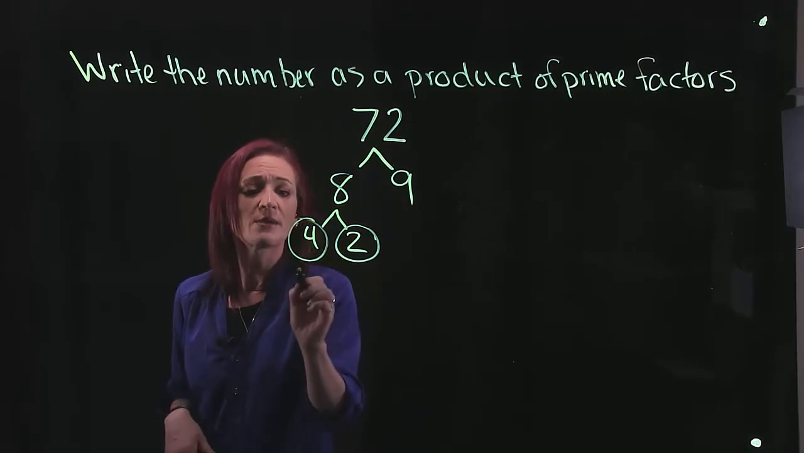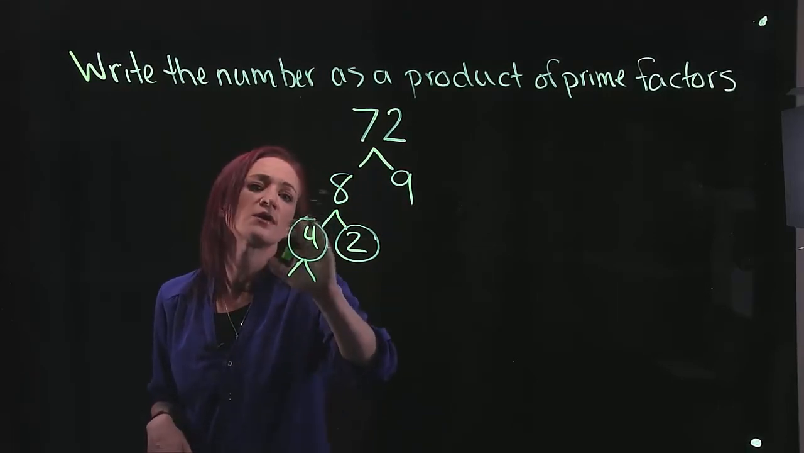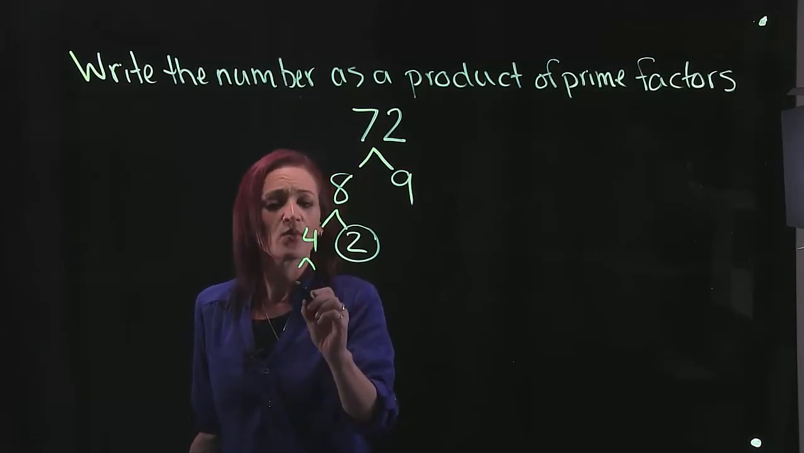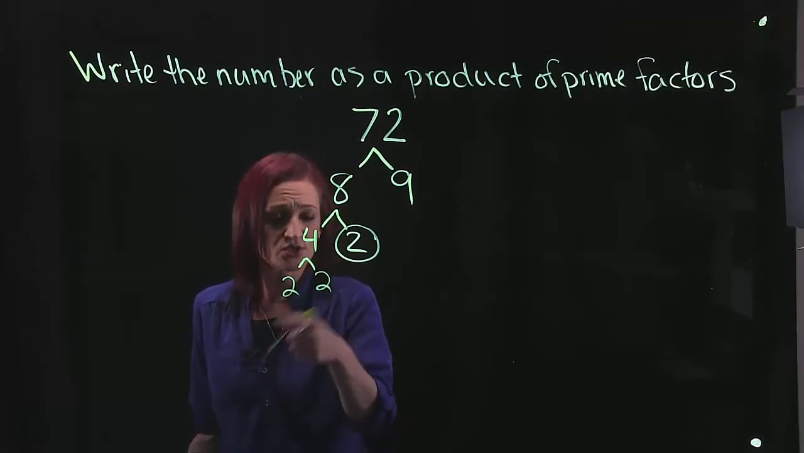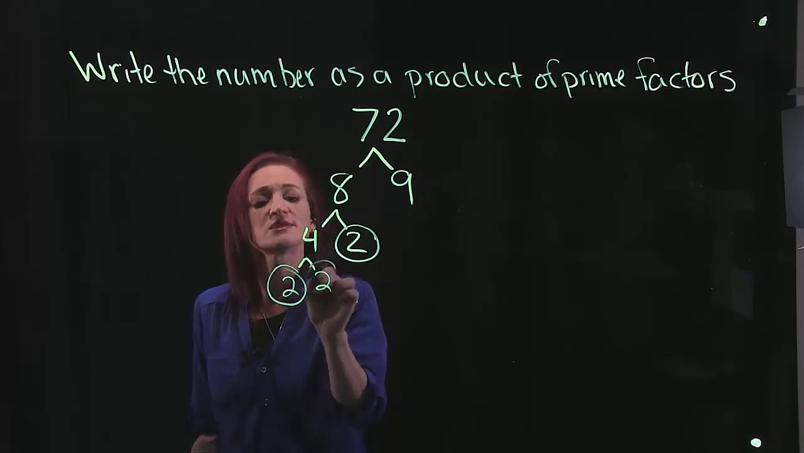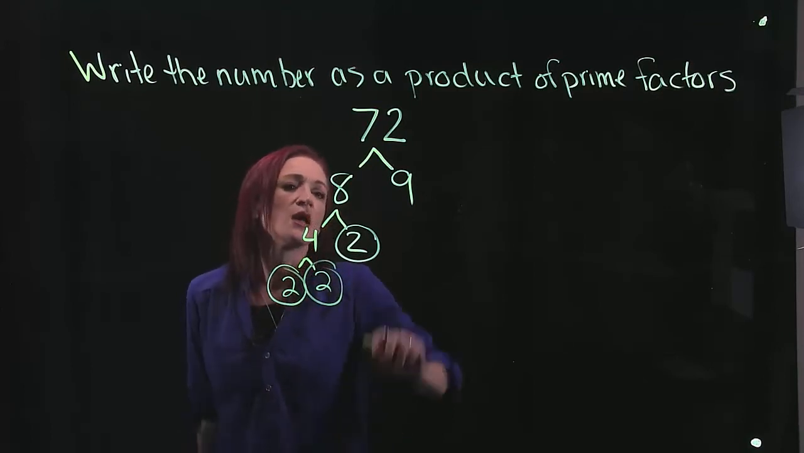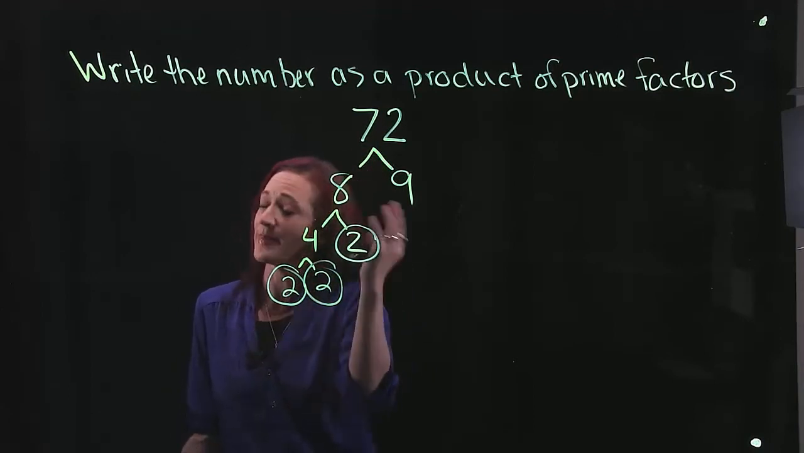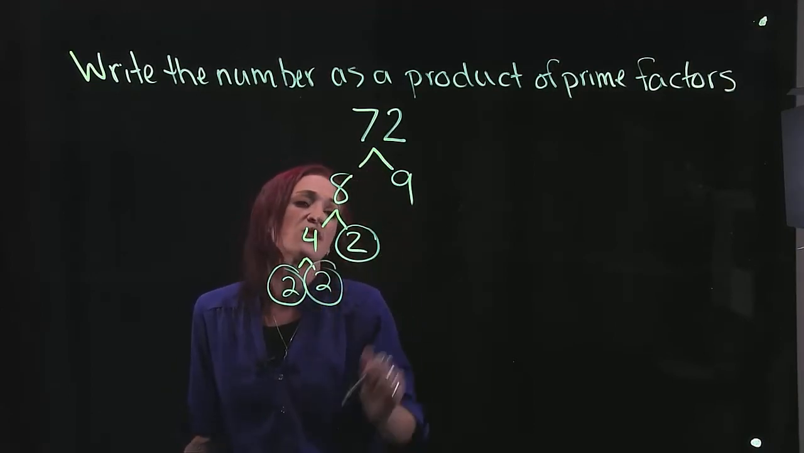But 4 is not a prime number. We know that 4 can be broken up into 2 times 2. And we already said that 2s are prime numbers. Now going over here to 9, because I'm done with 8, right? I can't break this up any further. I'm completely done with that number.